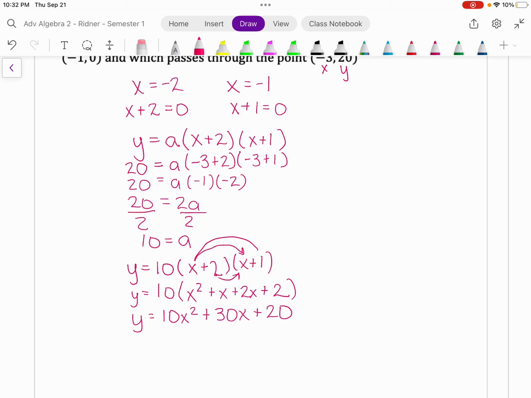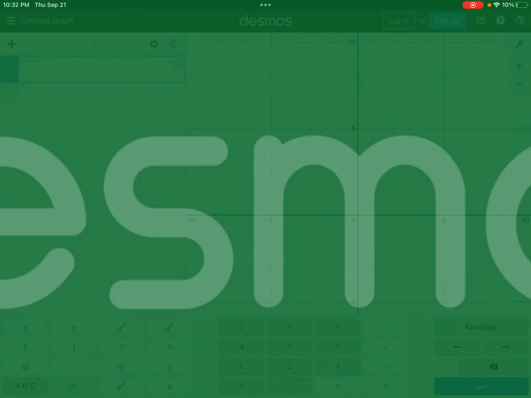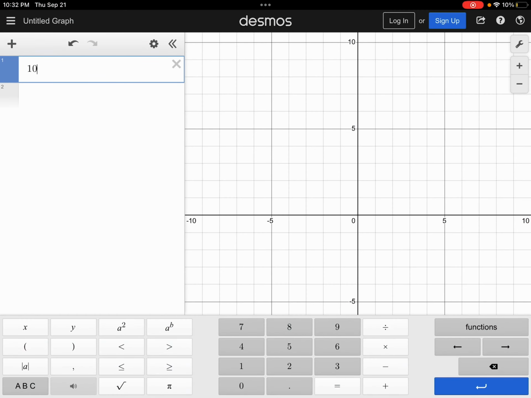And last, if I could get this to load, there we go. So 10x squared plus 30x plus 20.